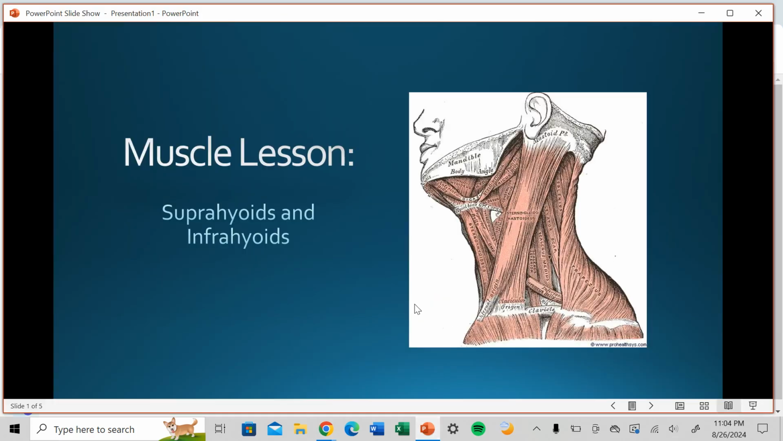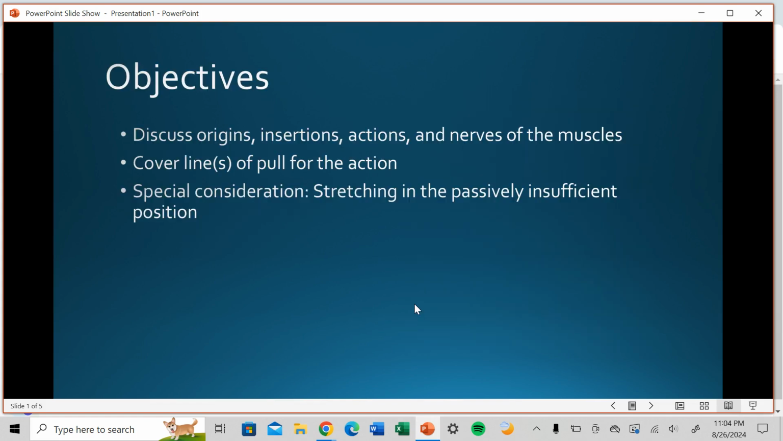Hi everyone. Today we're going to be covering the suprahyoid and infrahyoid muscles. So what we're going to do is we're going to cover the origin, insertion, actions, and nerves for those muscles. Then we're going to go over the lines of pull for the action. And then we're going to take a quick look at how to stretch those muscles in the passively insufficient position.